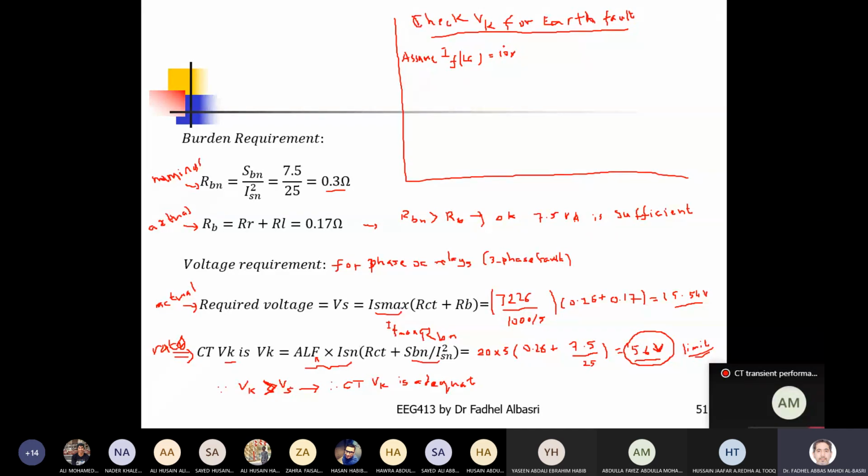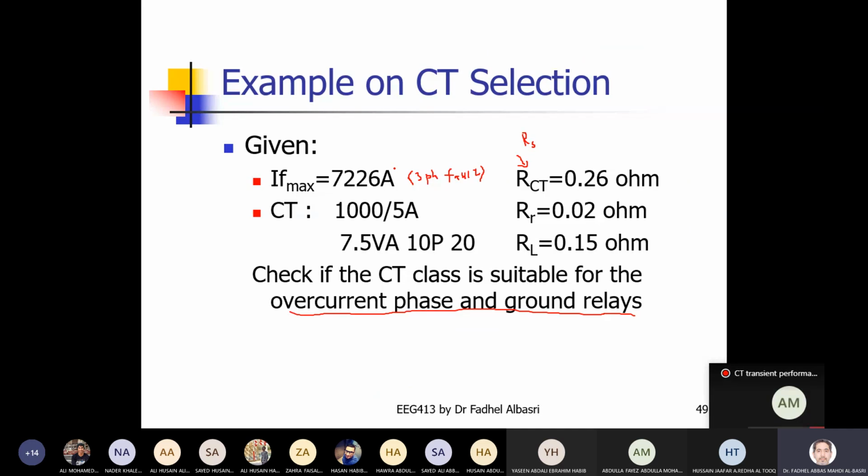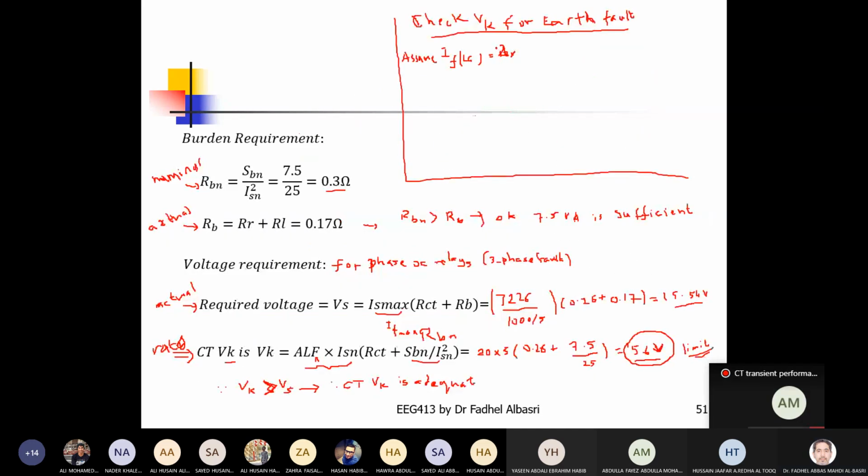Okay, let's assume it is 2000, or 7,226. But this won't be a possible case, 7,226 ampere. It will be much less than this. Now what can we check now? The burden, can we check the Vs that will develop?